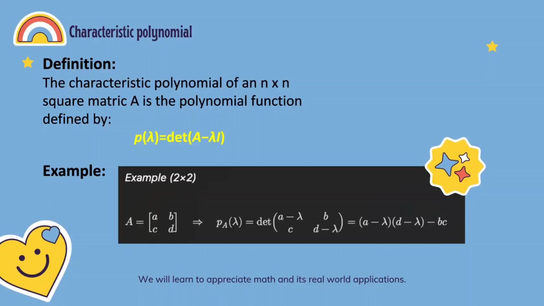Let's talk about the characteristic polynomial. The definition: the characteristic polynomial of an n times n square matrix A is the polynomial function defined by p(lambda) equals the determinant of A minus lambda times the identity matrix. Here is an example. As you can see, A is a 2 times 2 matrix (a, b, c, d), and p(lambda) equals (a minus lambda) times (d minus lambda) minus bc.